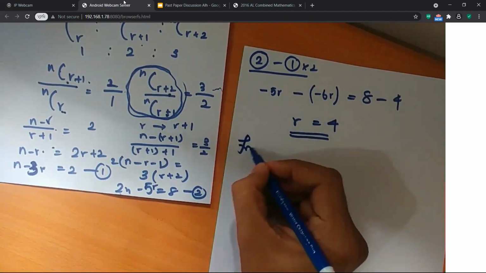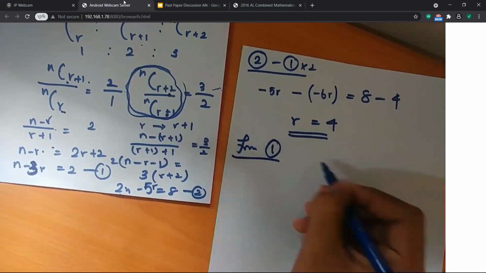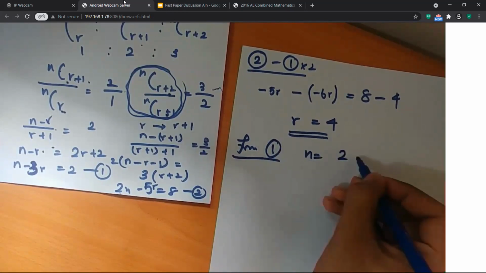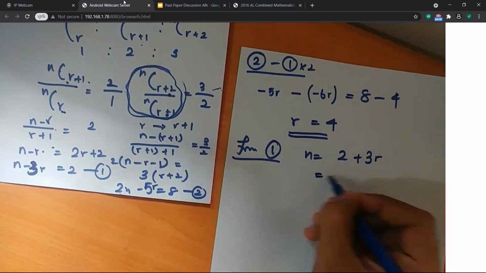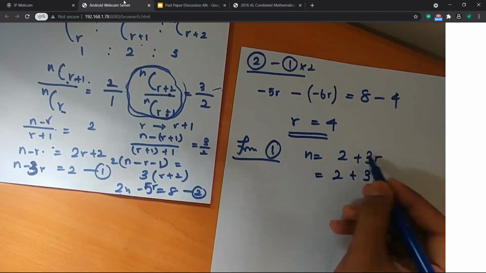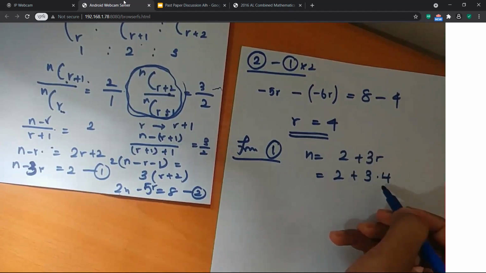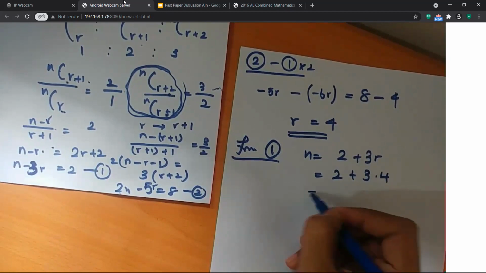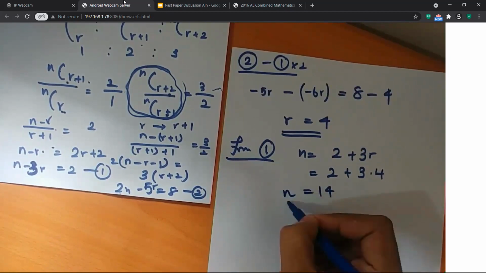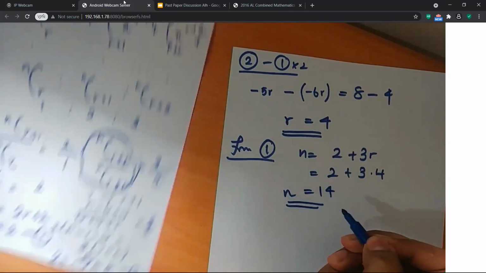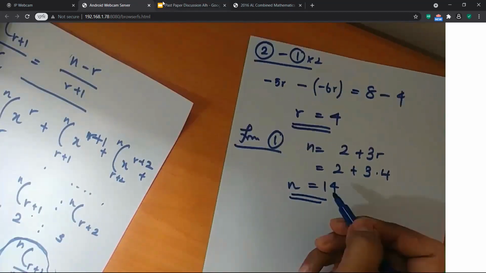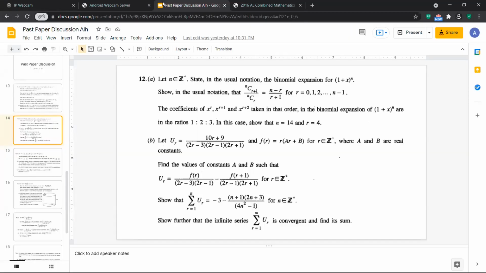From equation number 1, we can say n is equal to 2 plus 3r. That is equal to 2 plus 3 times what is r? 4. 3 times 4 is 12. 12 plus 2 is 14. So n is equal to 14 and r is equal to 4.